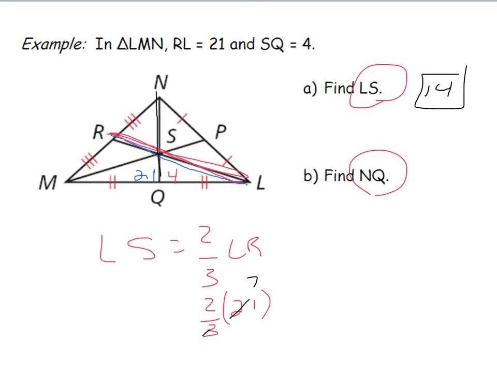NQ is this whole piece here. Okay, well I know from NS it's 2/3, which leaves from S to Q to be 1/3. So 1/3 of the whole distance, NQ, has to equal this 4. Well, to solve for this, it's simple. All you have to do is multiply both sides by 3. So you get that NQ is 12.